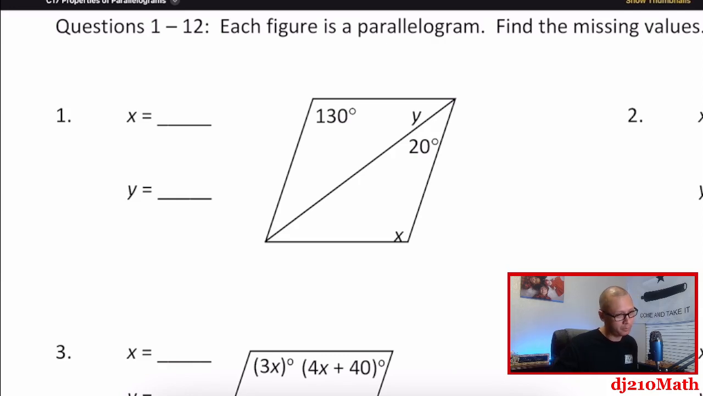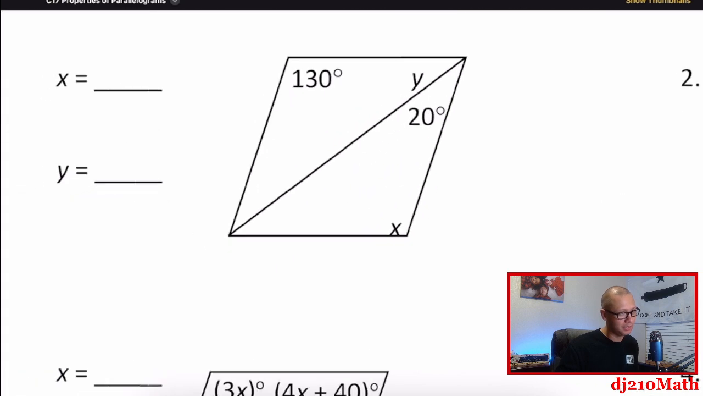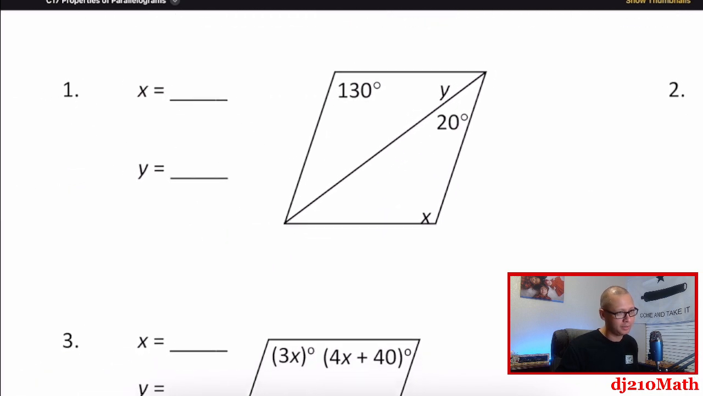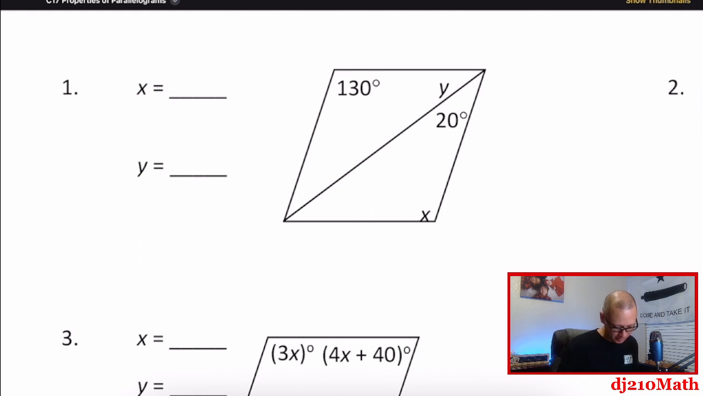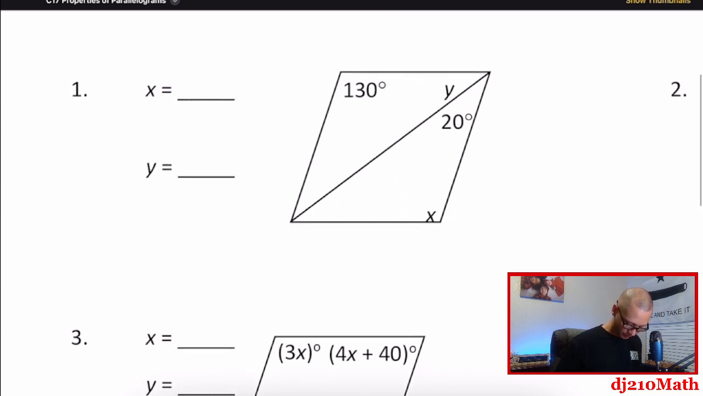So, going to the parallelogram homework. Number one, trying to figure out x and y. Okay, so I'm thinking two parallel lines cut by a transversal. That's what I'm thinking. So notice that these two lines are parallel, right? Because it is a parallelogram. And the diagonal, right, creates alternate interior angles. So this is 20.